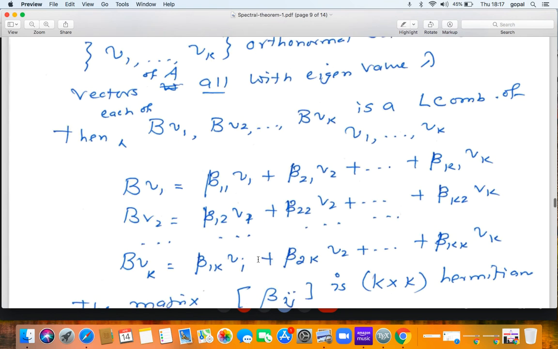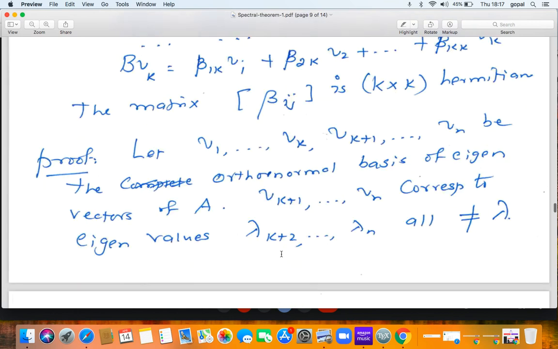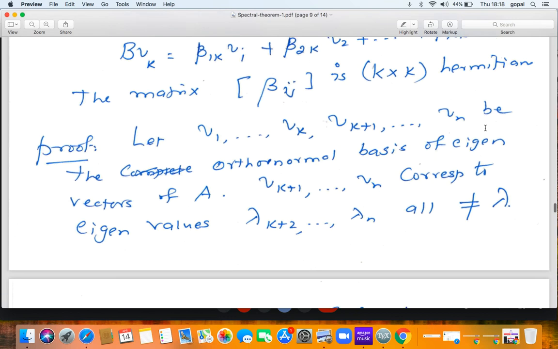So you have to prove these two things: that each BVj is a linear combination of the V's, and that the matrix of coefficients is Hermitian. V1, V2, ..., Vk are eigenvectors of A with the same eigenvalue lambda. You simply complete them to an orthonormal basis of eigenvectors, because A is a Hermitian matrix. I'm just focusing on the first k elements V1, V2, ..., Vk, corresponding to eigenvalue lambda, and the remaining eigenvectors are Vk+1, Vk+2, ..., Vn. Fine, they're an orthonormal system.